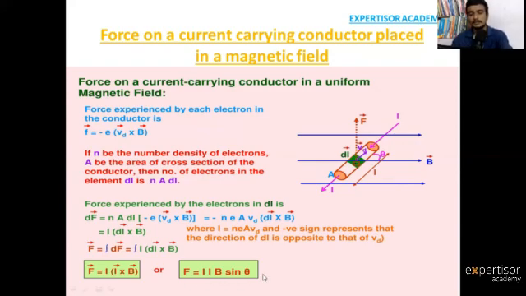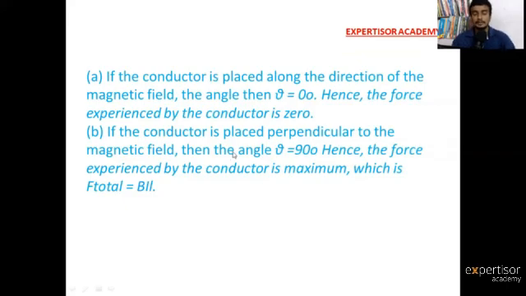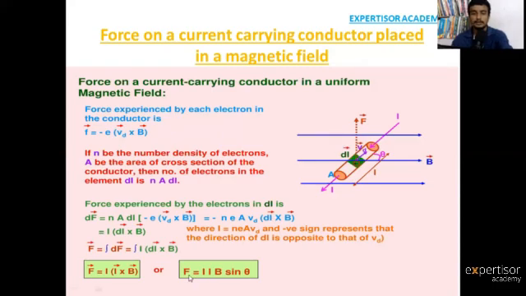At this particular moment, when the direction of the magnetic field and the conductor are both parallel, theta is equal to 0. At that moment, the magnetic force applied on the charge inside the conductor in the magnetic field is 0. Simply F is equal to 0 when theta is equal to 0. If the conductor is placed perpendicular to the magnetic field, theta is equal to 90, then sin theta is equal to 1. Magnetic force applied on the charged particle is maximum.